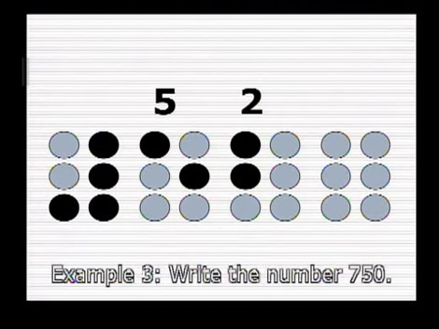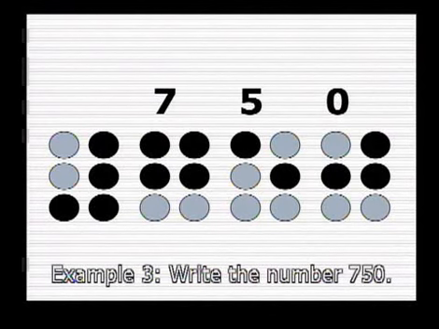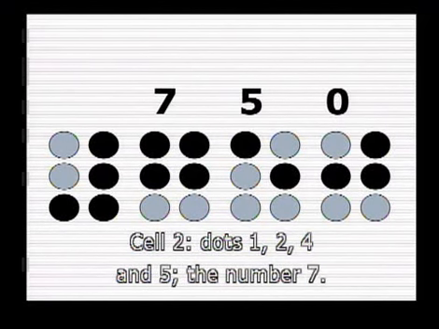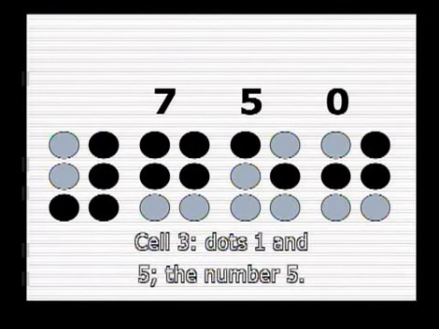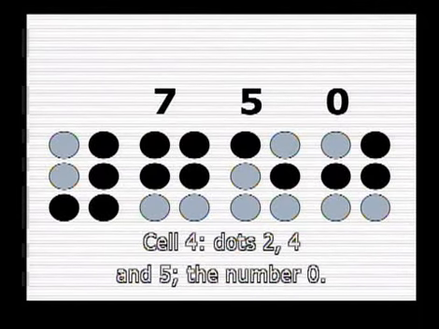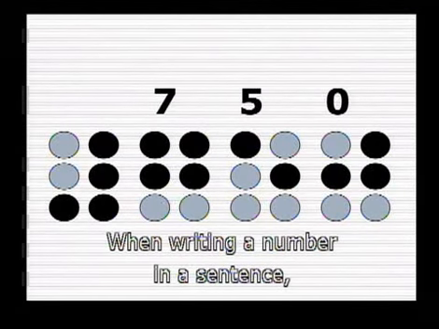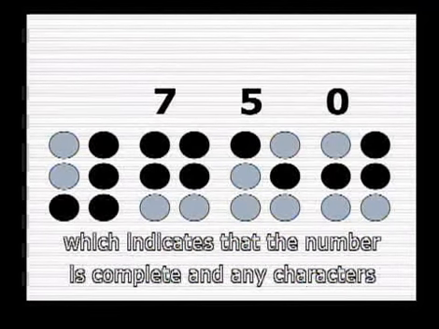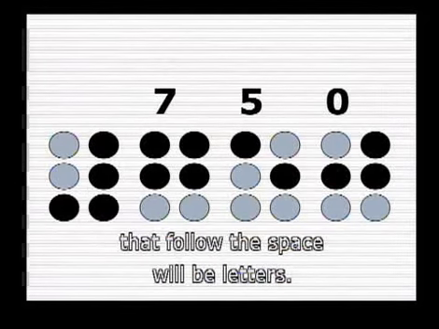Example 3. Write the number 750. Cell 1, dots 3, 4, 5, and 6, the number sign. Cell 2, dots 1, 2, 4, and 5, the number 7. Cell 3, dots 1 and 5, the number 5. Cell 4, dots 2, 4, and 5, the number 0. When writing a number in a sentence, follow the last character of a number with a space, which indicates that the number is complete, and any characters that follow the space will be letters.